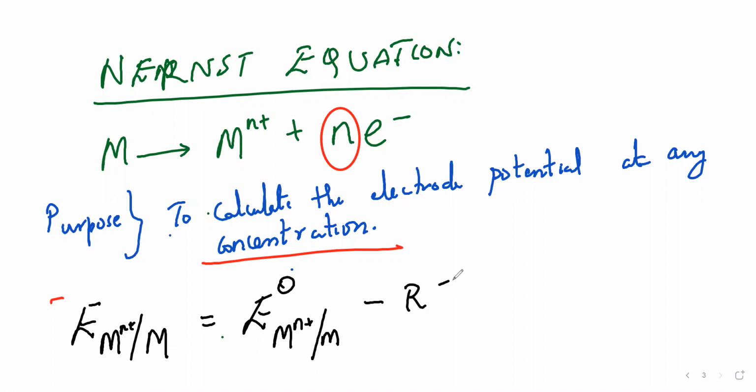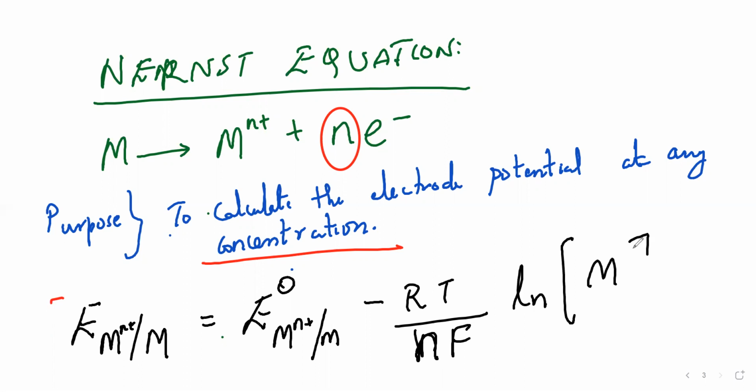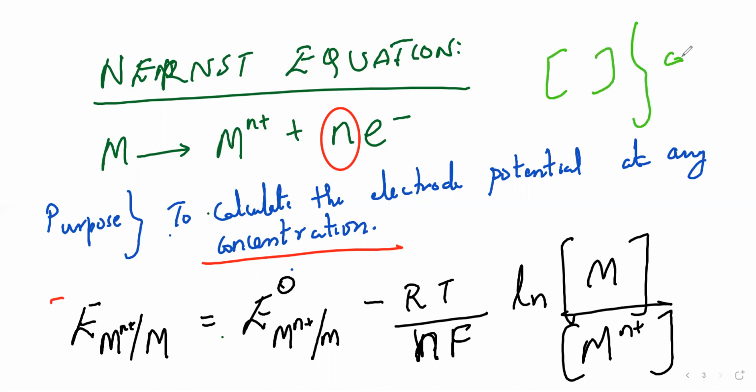This is my Nernst equation: minus RT by nF, this is my n value, nF, ln of metal by M^n+. The square bracket, again I'll write down here, indicates concentration.